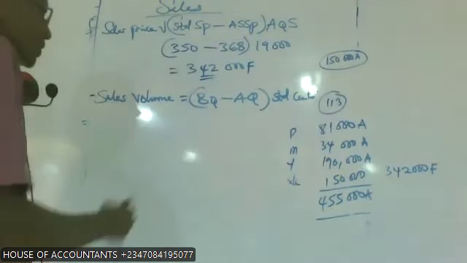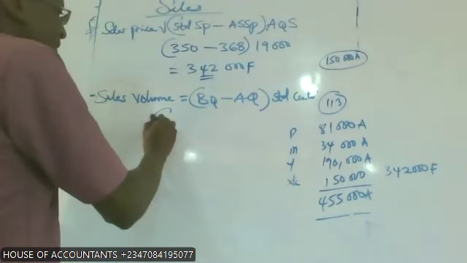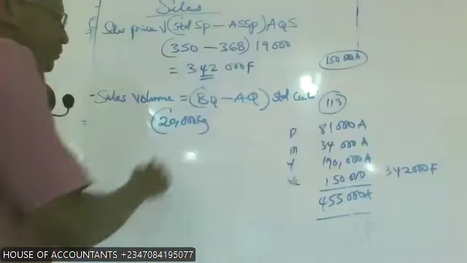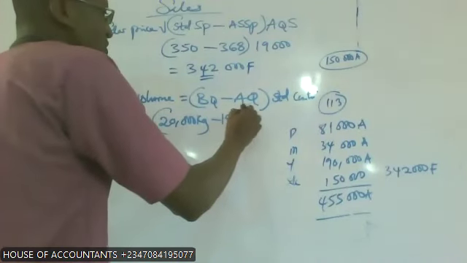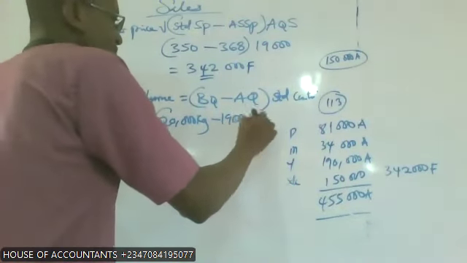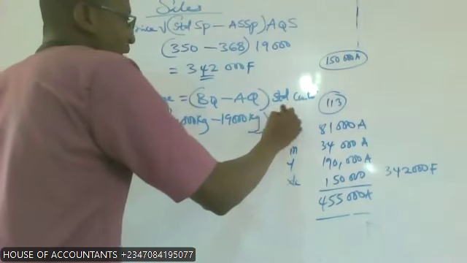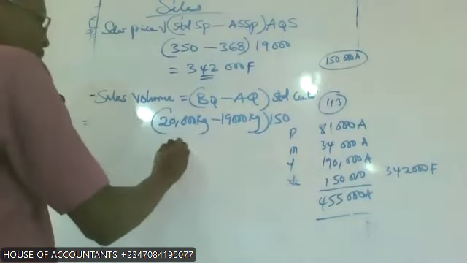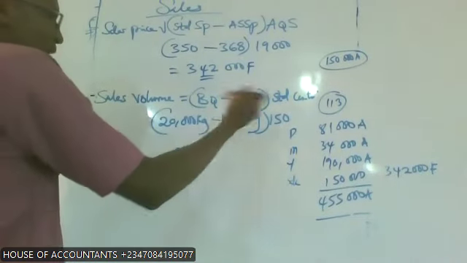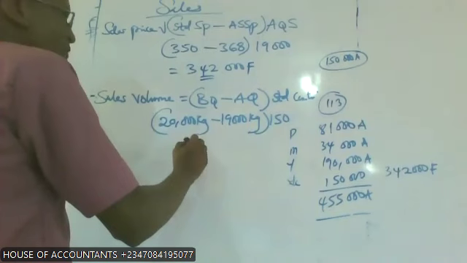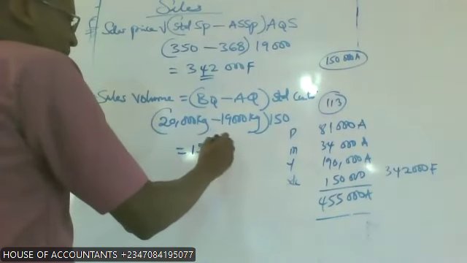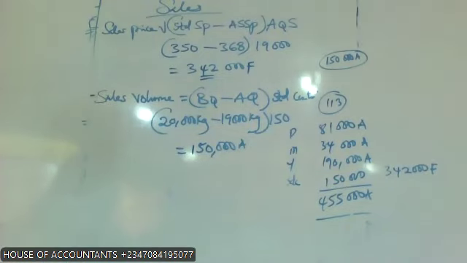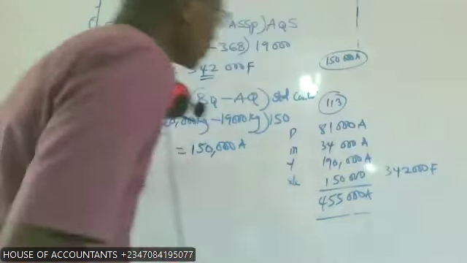Standard contribution. So in this case, our budgeted quantity is already 20,000. I believe we know where we got that from, beginning. Then minus 19,000 kg multiplied by 150,000, which is our standard contribution. So 1 times 150,000 will still give us 150,000 advance.